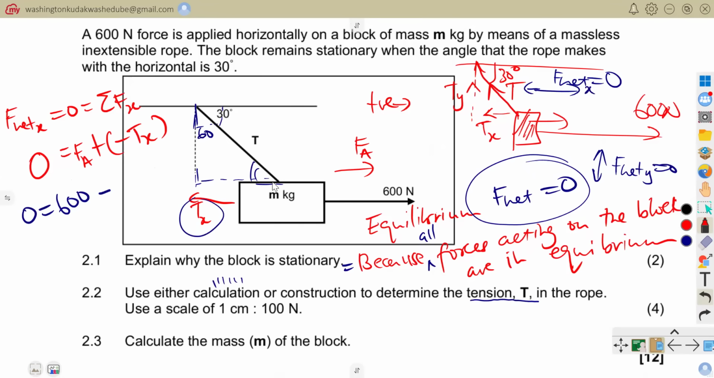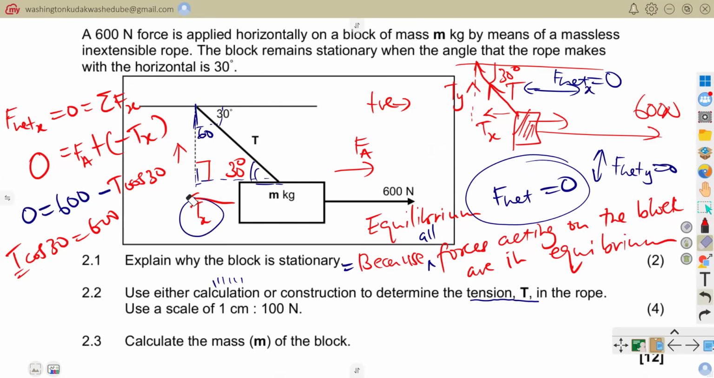So this angle is going to be equal to what? To 30 as well, and this would be 90 degrees. Now, if I resolve these forces, this is my vertical component, and this is my horizontal component. My horizontal component will be equal to what? T cos 30. So now I'm saying T cos 30 is equal to 600, and then I can find my tension there.